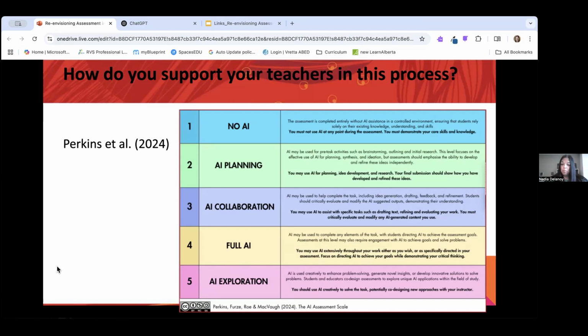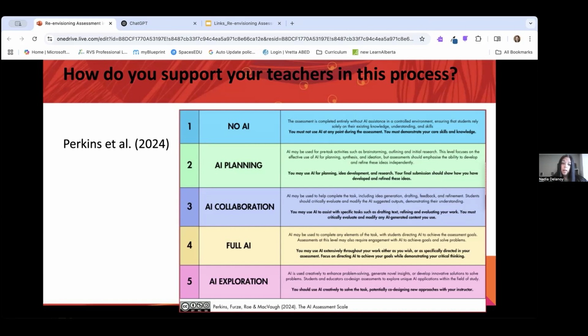So when is it important to not use AI? When is it important for AI planning? How can you use it as a collaborative tool? What is important about engaging with AI in its full capacity, and then using it in terms of enhancing or elevating problem solving, developing insights, drawing on analysis, and so on and so forth. And so we've given this to you to chew on.